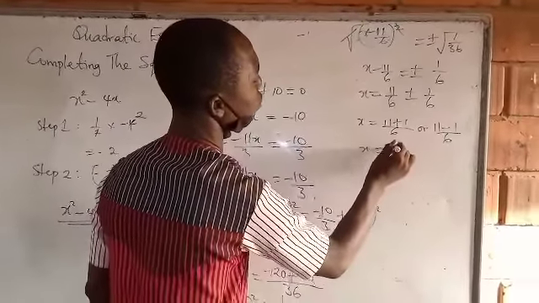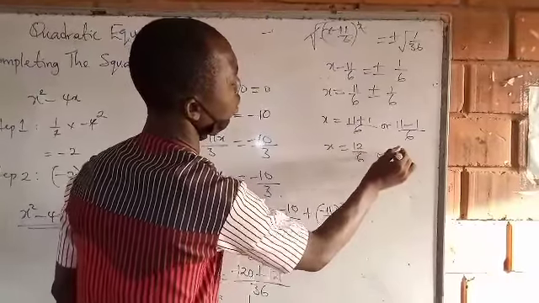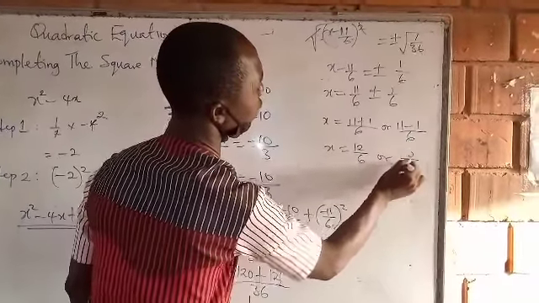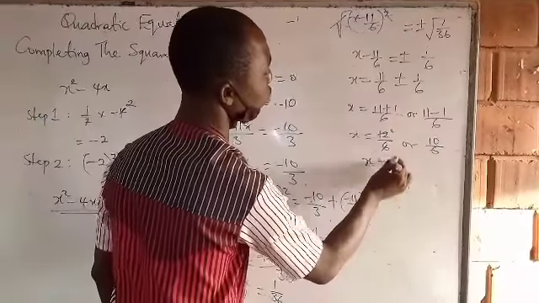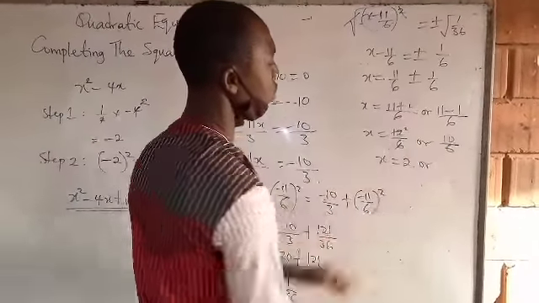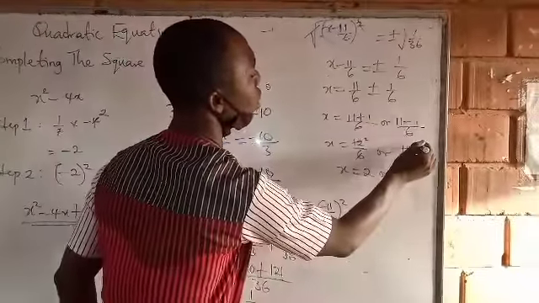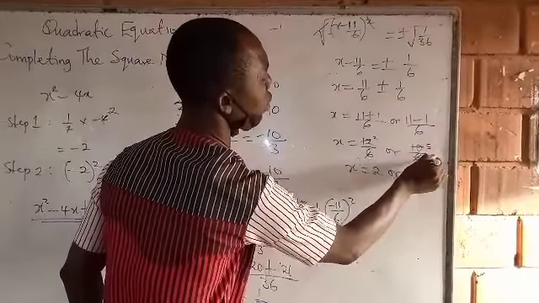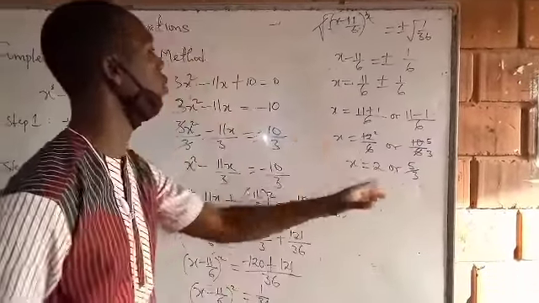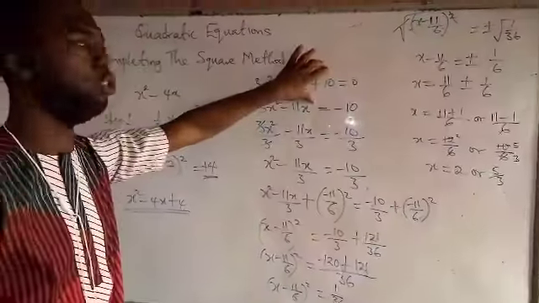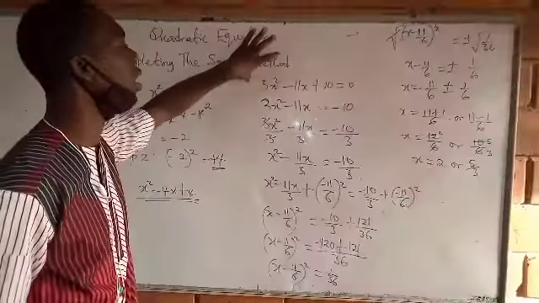We have 12 over 6 or 10 over 6. So x equals, 6 in 12 is 2. We reduce this to the simplest form: 2 in 10 is 5, 2 in 6 is 3, so 5 over 3. So x equals 2 or 5 over 3. These are the roots of this quadratic equation using the completing the square method.